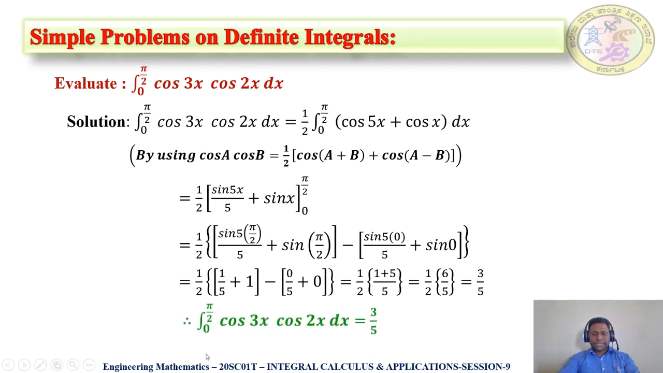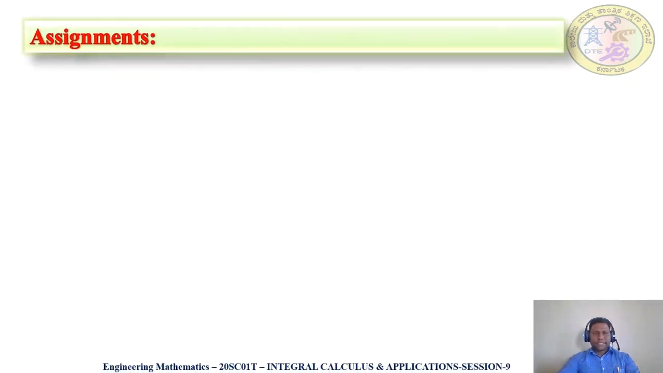Therefore, integration from 0 to pi by 2 of cos 3x into cos 2x dx is equal to 3 by 5. So I have given some assignment problems based on this kind of problem. You can try this one.